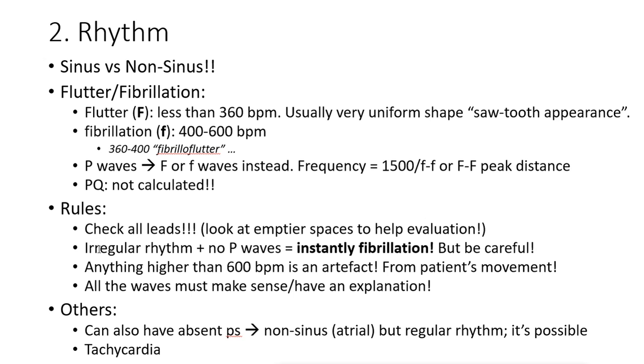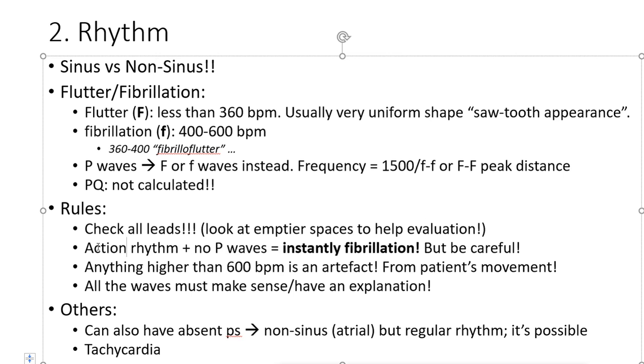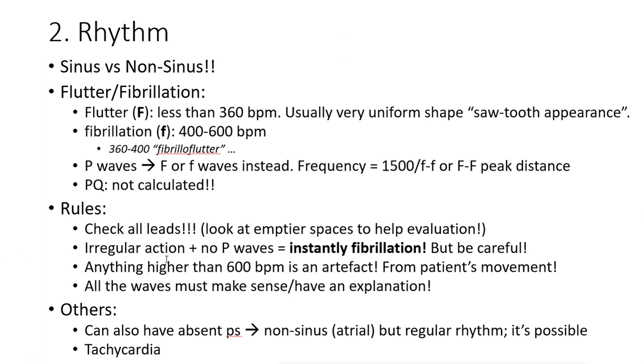Check all the irregular rhythm. If there's irregular action, point 1 was irregular, and in point 2 we found that there are no P waves, and you're sure there are no P waves, instantly you can say fibrillation. How cool is that? Because what happens in fibrillation, what is it?